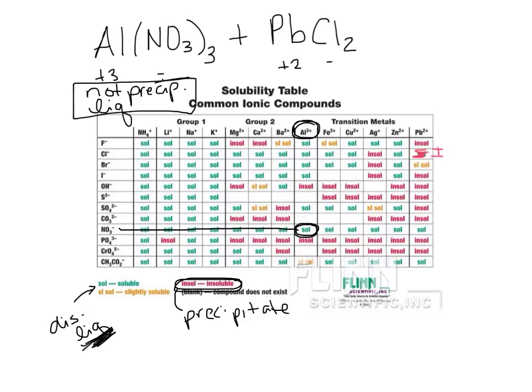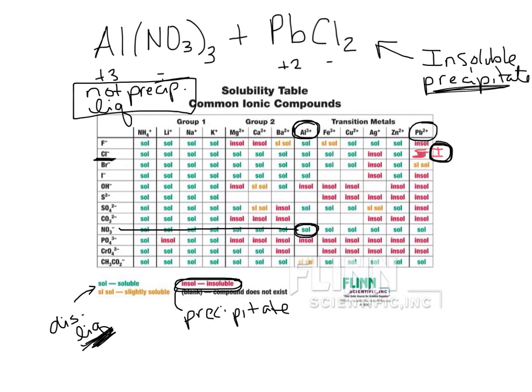If I look at the other compound, lead chlorate, okay, I find lead right here, and I find chlorine right here, lead chloride, and I go across, it says insoluble. There's actually a mistake in here. So this is insoluble, which means that it is going to form the precipitate, so this one is going to be the solid form. So I would mark this one here as aqueous. This is going to be the liquid, and I would mark this one here as my solid.